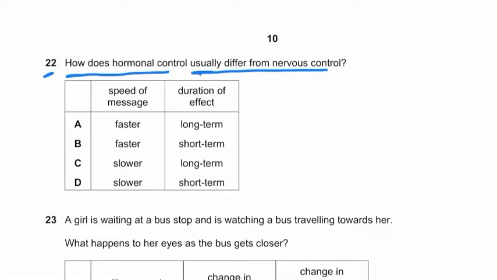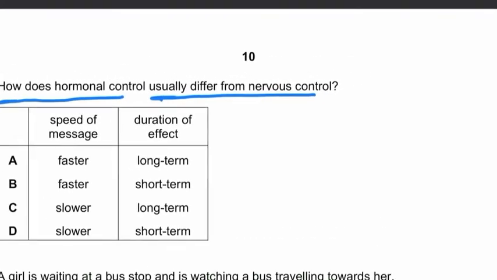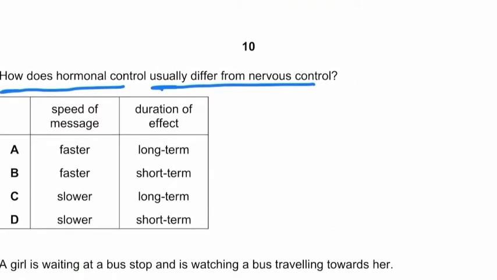Let me give you an example. Whenever I touch a very hot cup, what happens? My hand withdraws. So that response is due to nervous control, because the responses generated by nervous control are very, very fast and short lasting. Always remember that. Whenever I touch a hot cup, I will immediately withdraw my hand, and the response was for a short duration or short term. And however, the response was very fast.